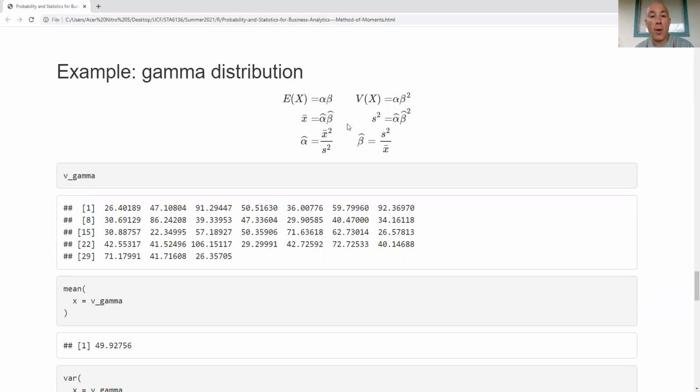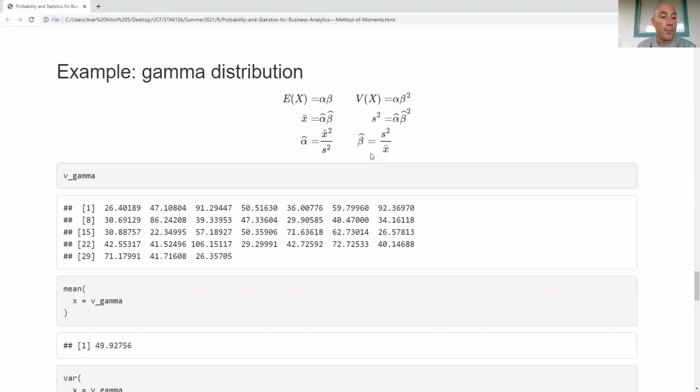I set them equal to these equations using estimates. Okay, well, if I sit down and do a little bit of mathematics, I can see that alpha hat is equal to x bar squared divided by the sample variance, and beta hat is equal to the sample variance divided by x bar. Okay, so now let's execute.